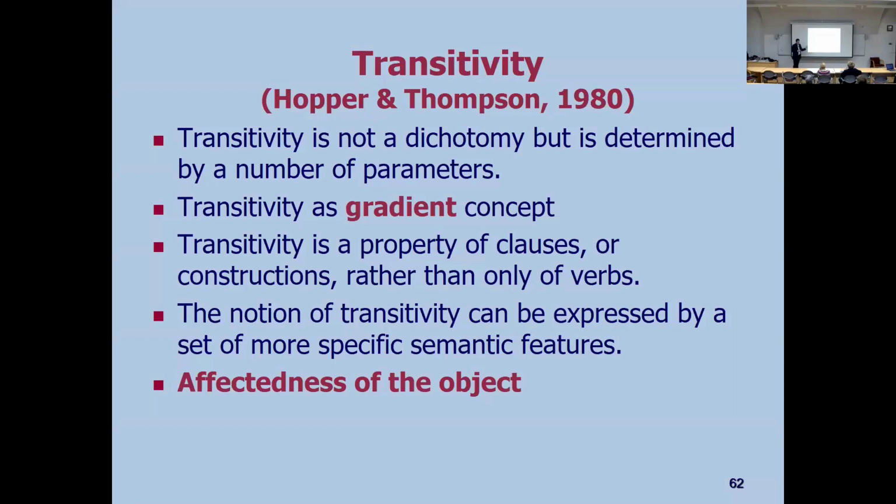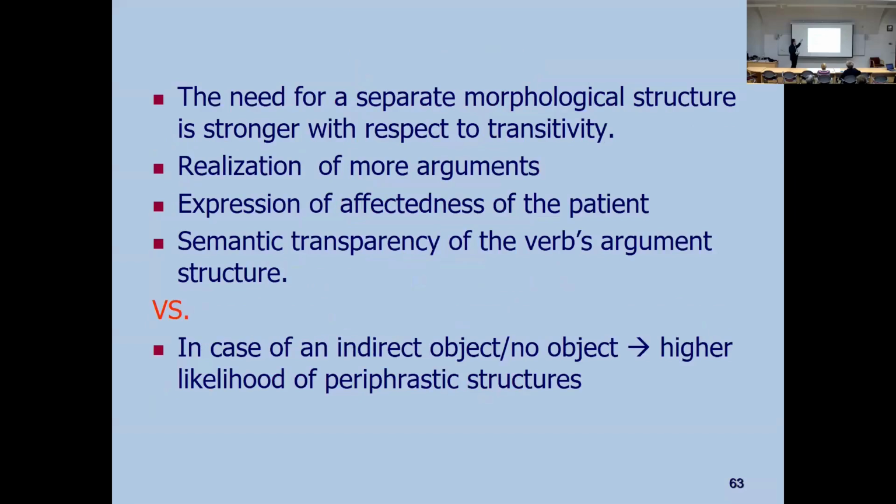Okay? And what I claim is that once we want to express the affectedness of the object, we need to put it in direct object position, syntactically. And as a result, we need a verb, an independent verb, and we cannot do it with a periphrastic construction. The need for a separate morphological structure is stronger with respect to transitivity because we have realization of more arguments, we have expression of affectedness of the patient, and we have semantic transparency of the verb argument structure.